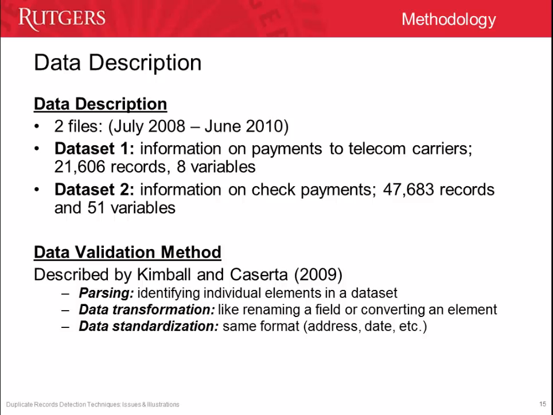And the second one was data transformation. This is where you need to rename a certain field, change the format, and convert an element from one type to the other. And sometimes you may compute a new field. And we also have data standardization, where we would use the same format. So for example, you would change the dates or the addresses to follow the same format in the whole data set.